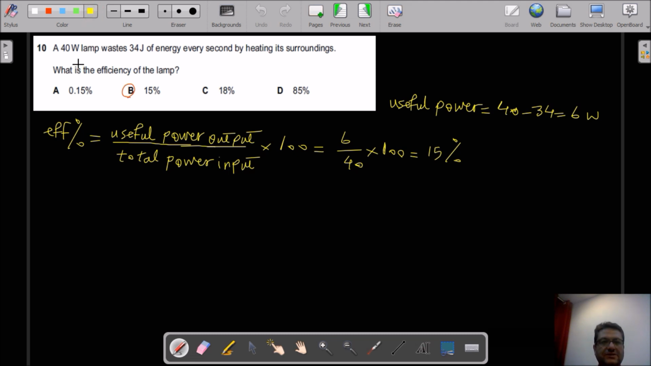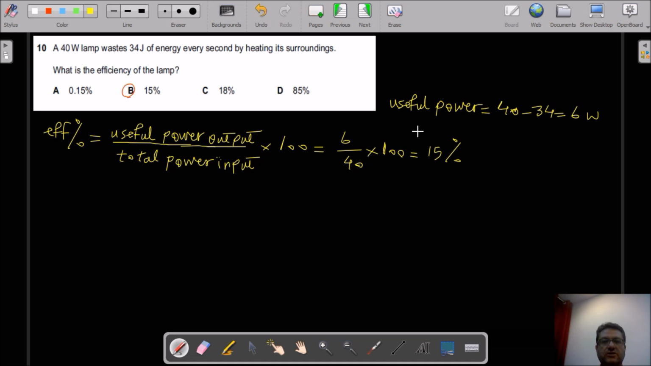Question 10. A 40-watt lamp wastes 34 joule of energy every second by heating its surroundings. What is the efficiency of the lamp? Okay, first of all, efficiency is equal to useful power output divided by total power input times 100.